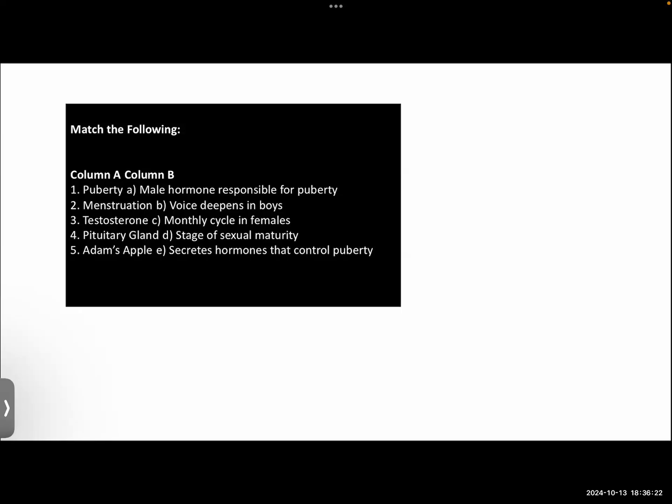Hope everyone can understand this question. Basically, you have to match the options from column A to column B. Also, guys, is there some background noise from my side? No, sir. Okay, good.